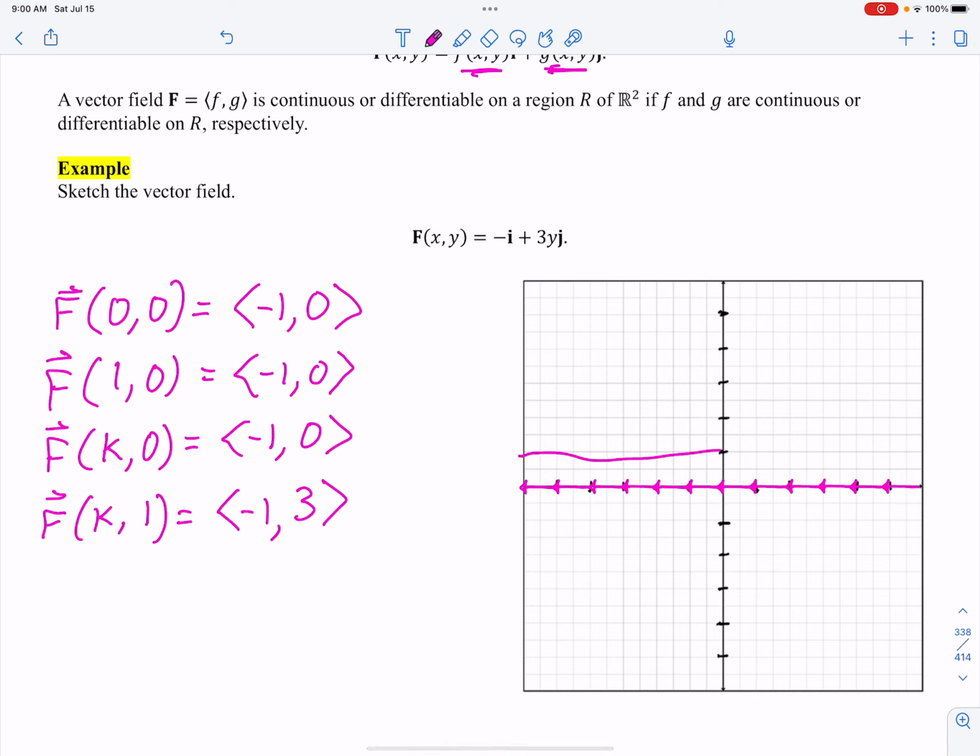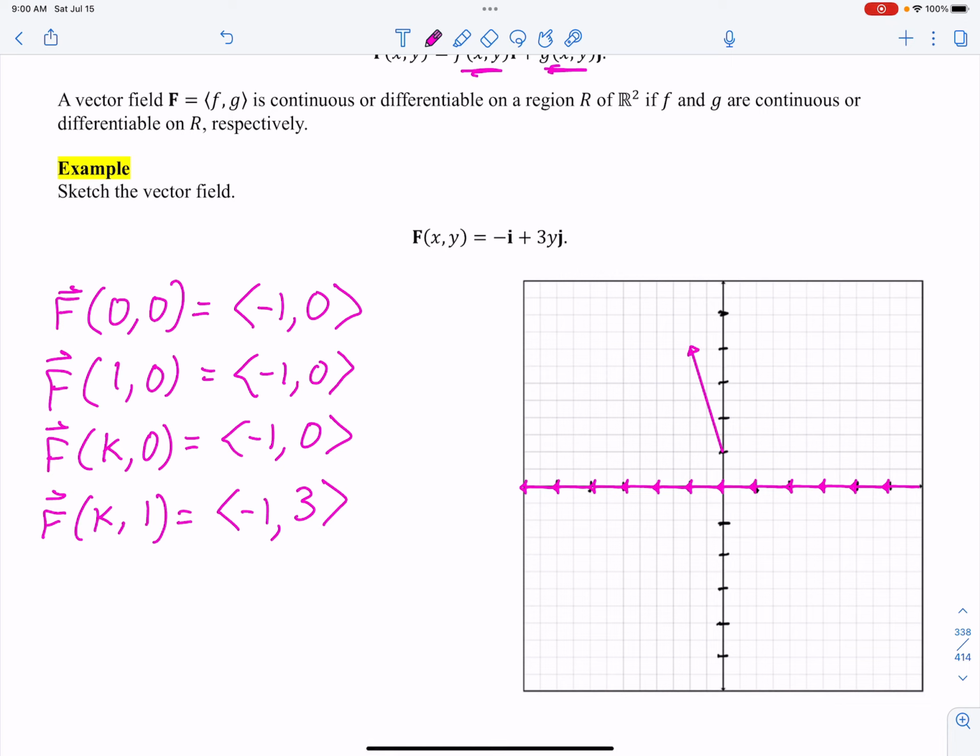Now this is every y equals 1. That's along this line here, right? The x's are going to change along that line, but they're going to have a vector like this in every single spot along that line. So it's going to go over 1 and up 3. So I'm going up to, let me make sure I did that correctly. 1, 2, yep. And there's my arrow.